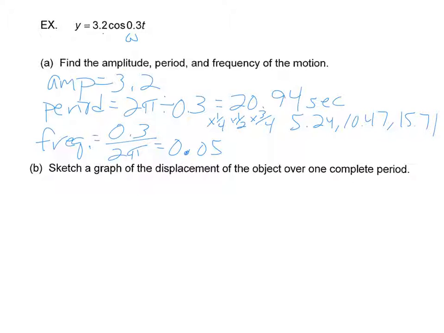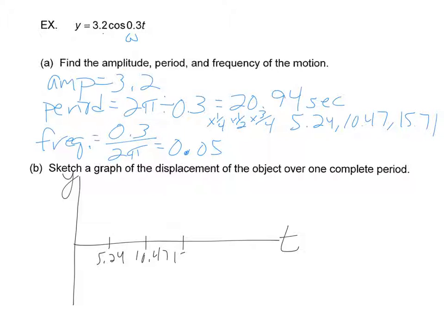Now they want us to sketch the graph. It says sketch the graph of the displacement over one complete period. Now, because time can't be negative, we only have to do the right half of the graph. We've got time, and y is the displacement. It's up and down motion. So we'll mark off our scale, 5.24, 10.47, 15.71, and finally 20.94.